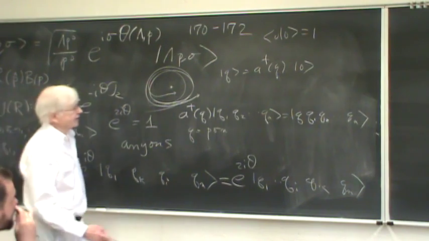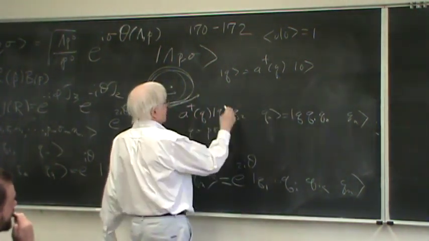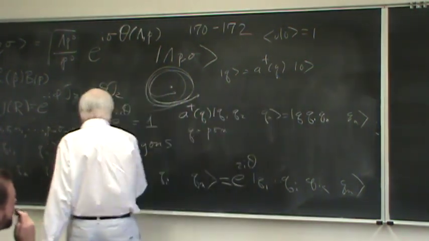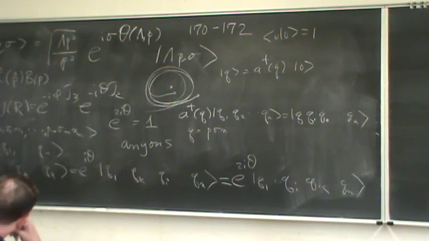And so the order in which the creation operators occur. In other words, this thing here is equal to a dagger Q1.